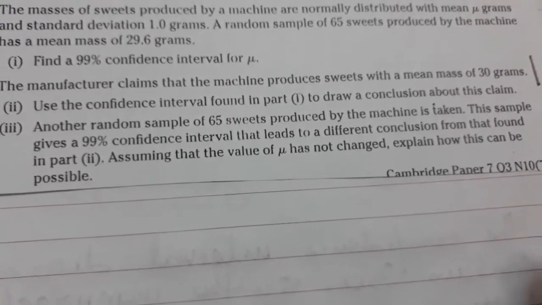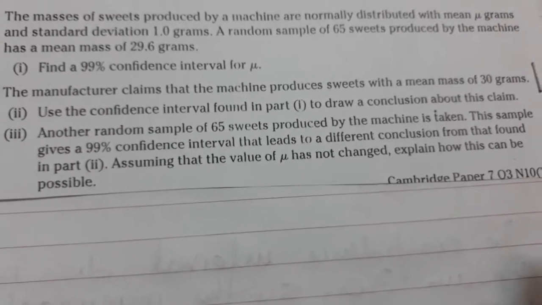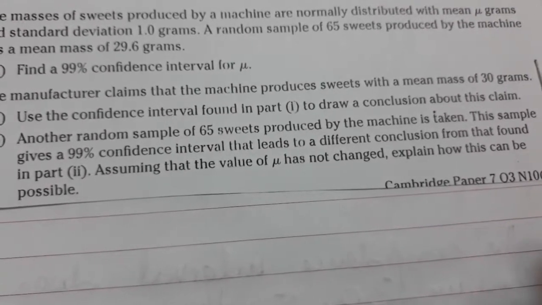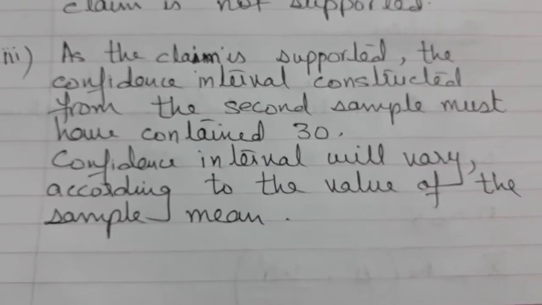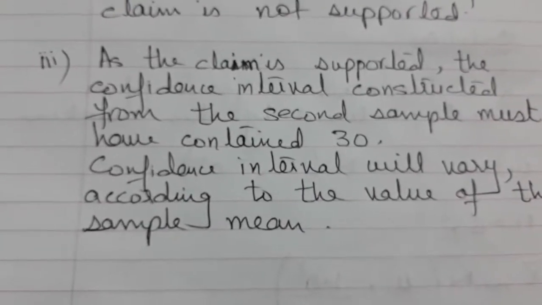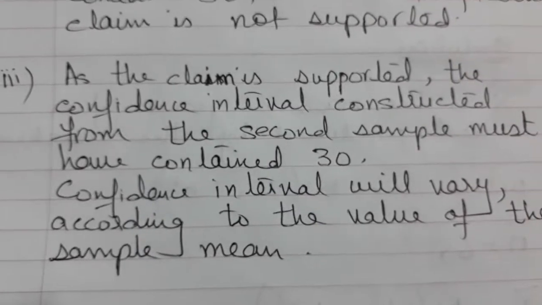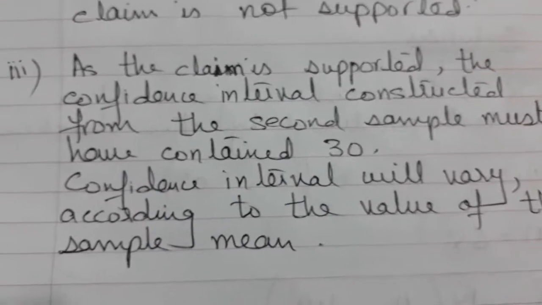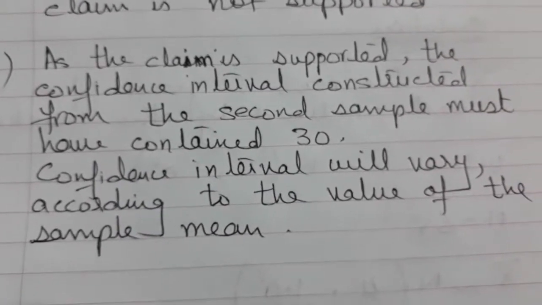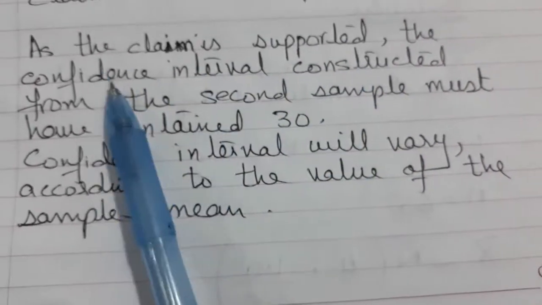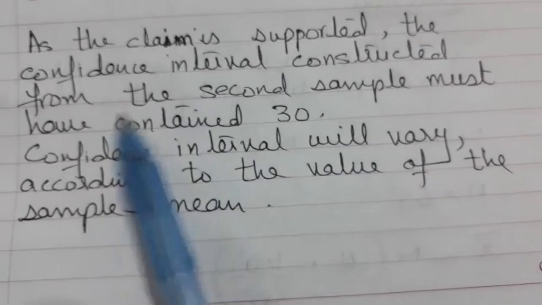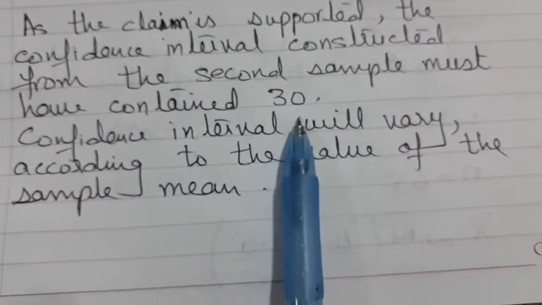Because it's a new sample. So what do you think? Giving you a few seconds. Meanwhile, I'm going to the solution of it. Okay, so here is the solution. Basically, it is a statement. Because the question was saying that now the claim or the conclusion is different, it means you are accepting the claim. So as the claim is supported, the confidence interval constructed from the second sample must contain 30.